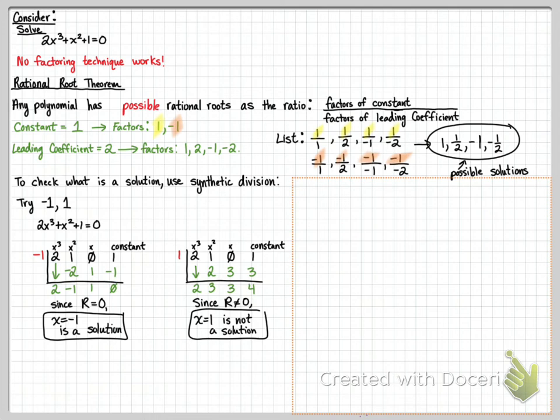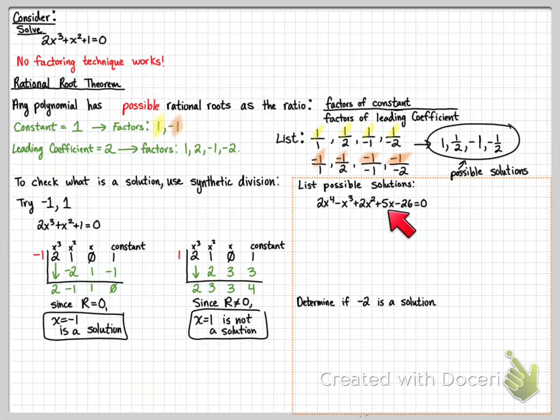All right, so now if we look at this, we're going to list the possible solutions first, and then we're going to determine if negative 2 is a solution. So if we list the possible solutions here, we have to look at our constant. So our constant is 26, negative 26, I'm sorry. And so we have to look at all the factors of negative 26. So 1 times 26, 2 times 13, and each one get a positive and a negative factor.